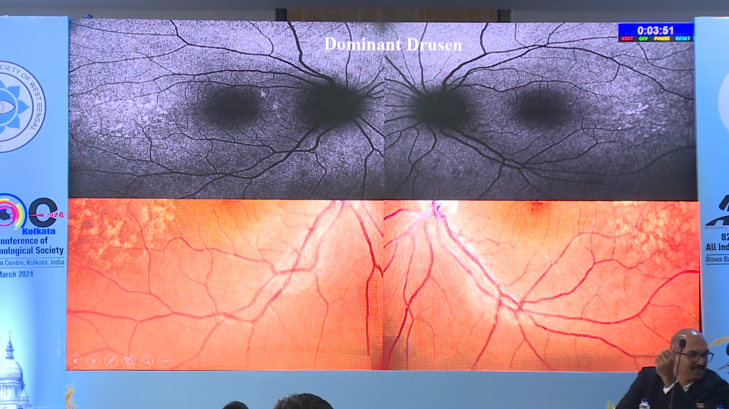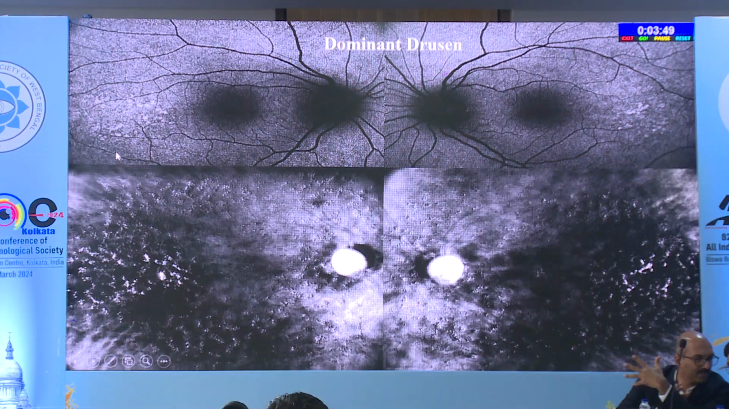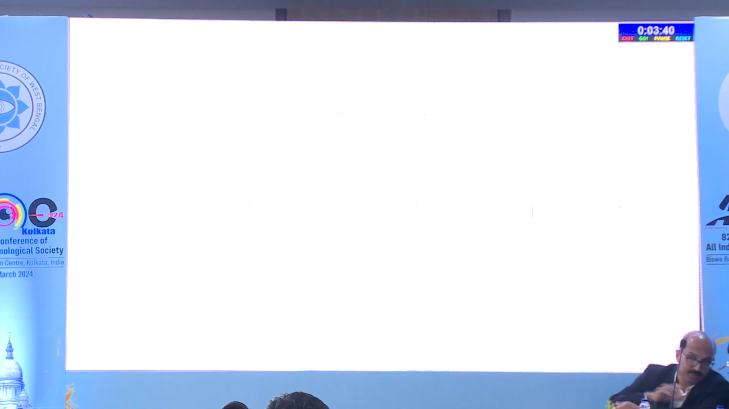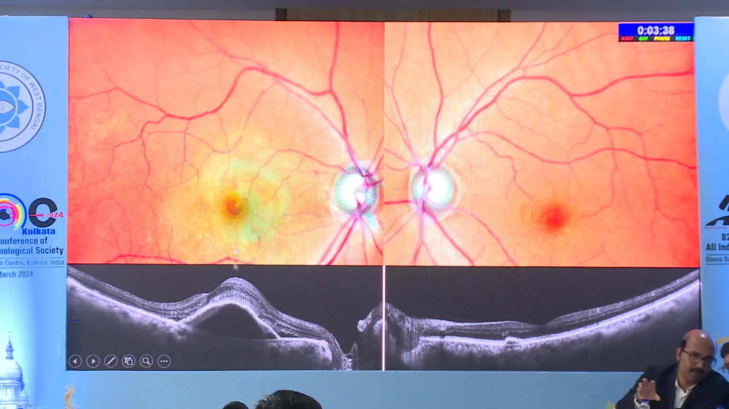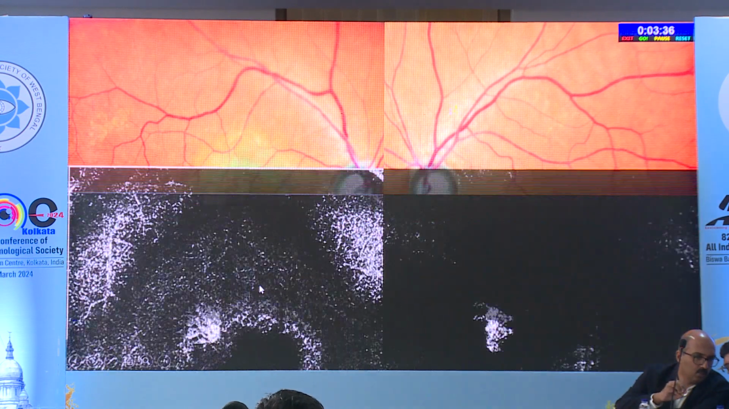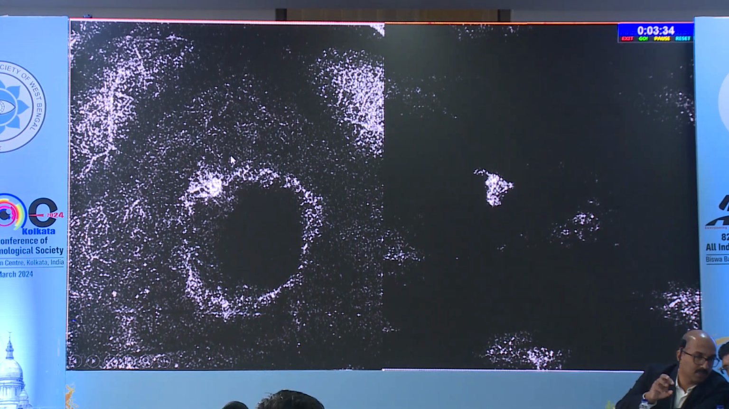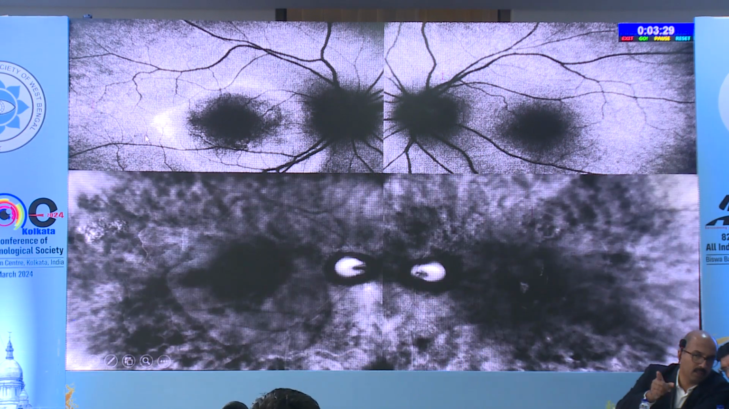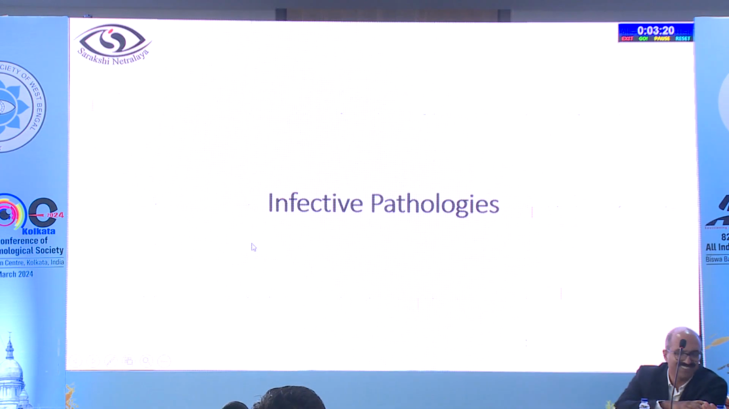On FAF, only the lesion is seen temporal to the fovea, but on the retro mode, besides this, the whole of the posterior pole is full of drusen. A case of PCV: when we did it, there was fluid on the color photo and the OCT. OCTA picked up the lesion. FAF showed some hypoautofluorescence, and in this case the retro mode was not much contributory. We could see a few lesions in the periphery, but it was not much contributory in this case.